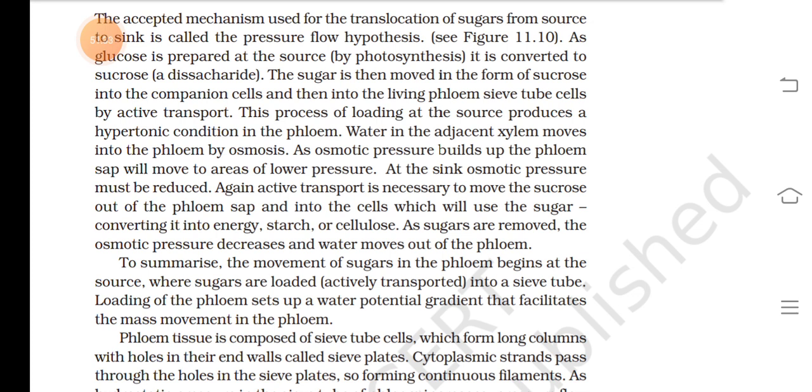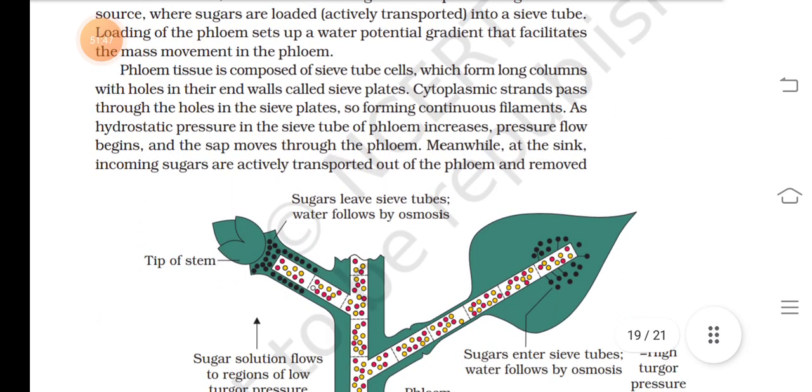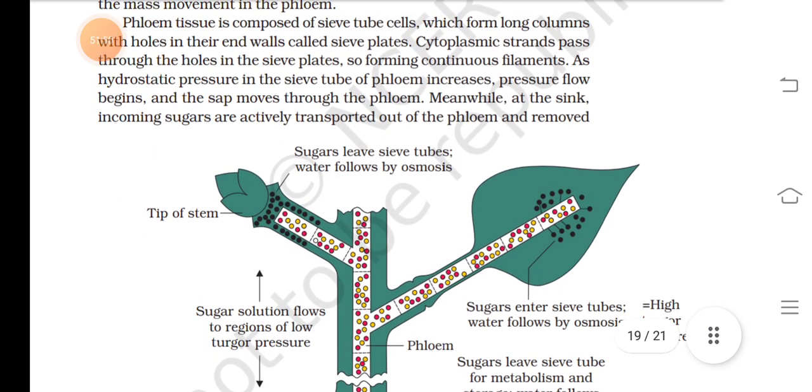To summarize, the movement of sugars in the phloem begins at the source where sugars are loaded into a sieve tube. Loading of the phloem sets up a water potential gradient that facilitates the mass movement in the phloem. Phloem tissue is composed of sieve tube cells, which form long columns with holes in their end walls called sieve plates. Cytoplasmic strands pass through the holes in the sieve plates, forming continuous filaments. As hydrostatic pressure in the sieve tube of phloem increases, pressure flow begins and the sap moves through the phloem.